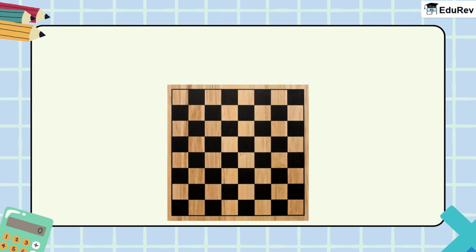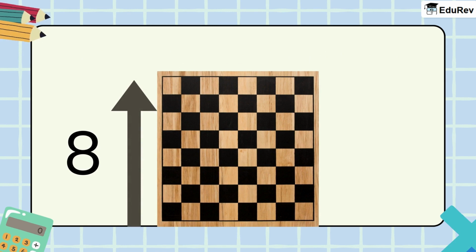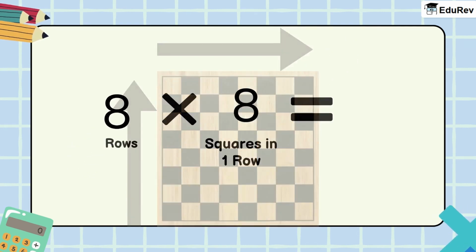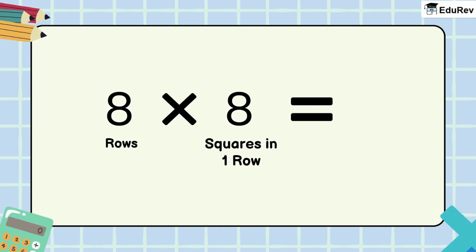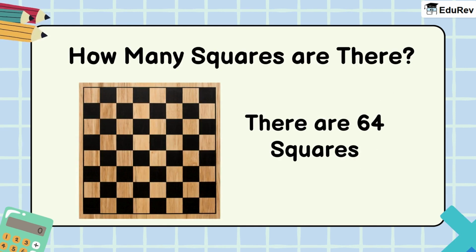Now, look at this example of a chess board here. Tell me how many squares are there in this chess board? Well, if you count it one by one, it will take a lot of time. Here's a trick. Count the number of rows, that is 8 here, and then count the number of squares in one row, that is 8 here. Now, just multiply the number of rows and the number of squares in one row. That is 8 times 8, which equals 64. So, in this way, multiplication is very useful to quickly count the number of squares.